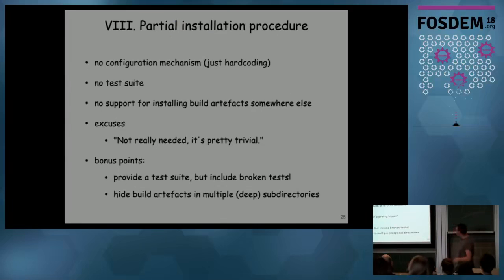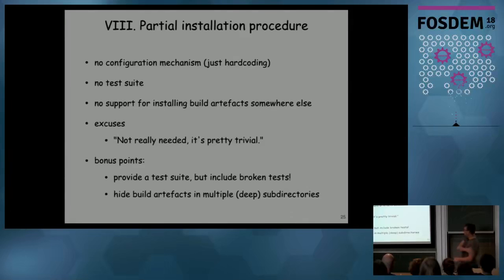Partial installation procedure: no configuration, just do hard coding in the makefile. Don't have a test suite. Don't support installing whatever is built to somewhere else. Just run make, binaries appear somewhere, done, right? You don't need to copy it to somewhere else. Why would you? You don't really need this. This software is pretty trivial, so you don't really need a full installation procedure.